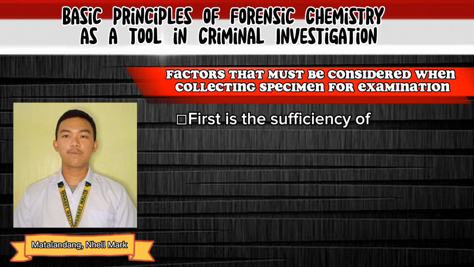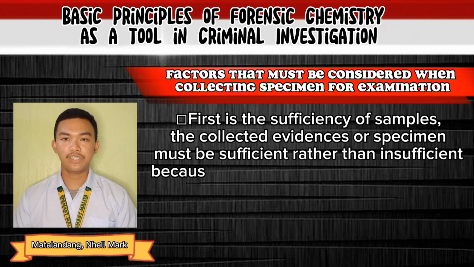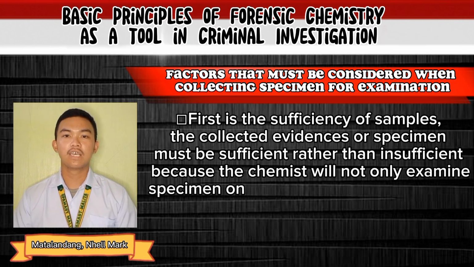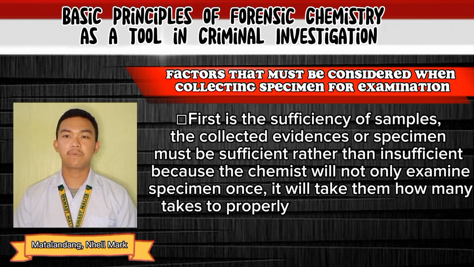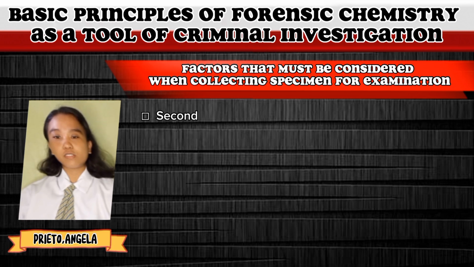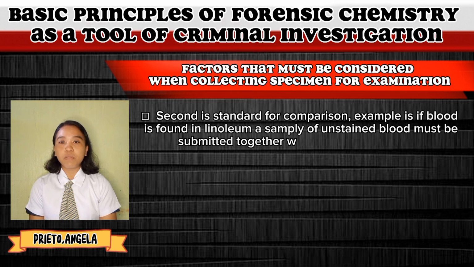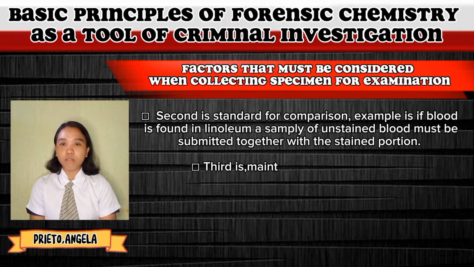First is the sufficiency of samples. The collected evidence or specimen must be sufficient rather than insufficient because the chemist will not only examine the specimen once, it will take them several times to properly conduct the examination. Second is the standard for comparison. Example is, if blood is found on linoleum, a sample of unstained linoleum must be submitted together with the stained portion.